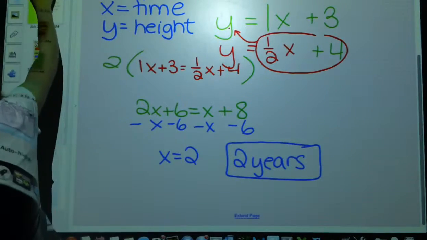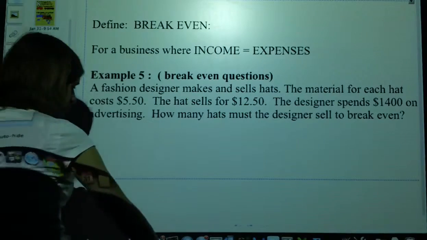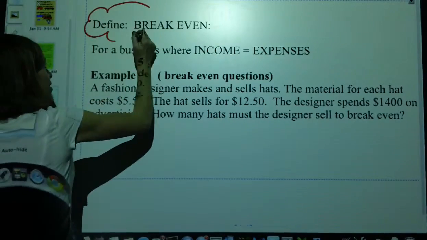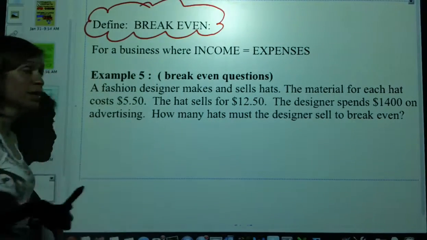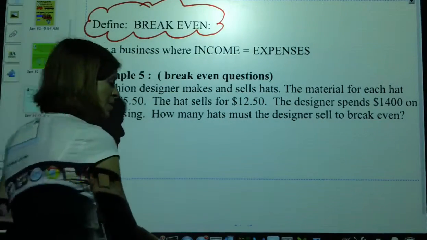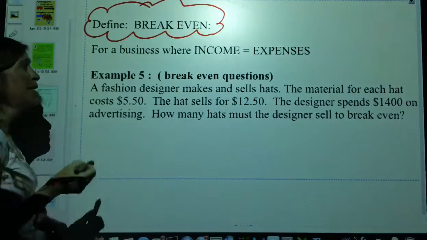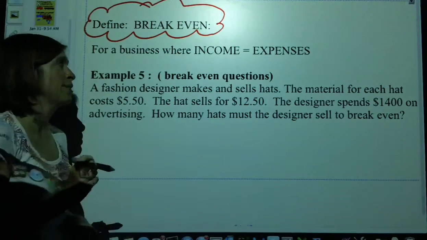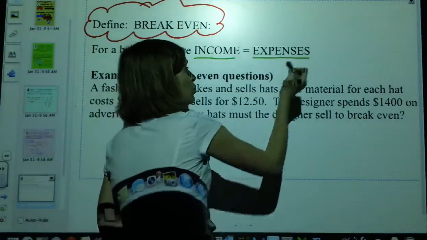All right, last one I want to go over today, break even. Love break even. This is a business application, and I really think that this is that real life stuff that you guys always ask me about, okay? For a business, break even means where the income equals the expenses.